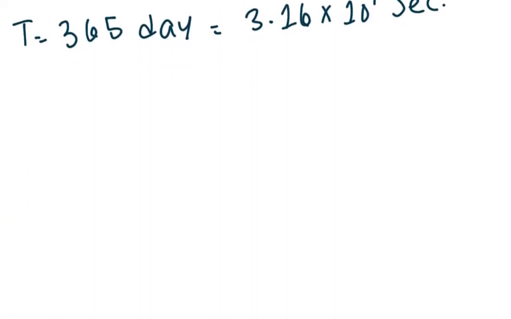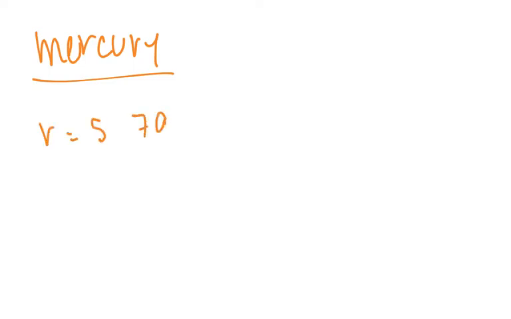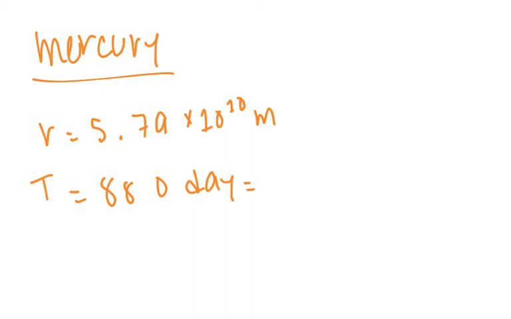Now for Mercury, we're going to do orange. Mercury. There's another page actually. Okay. The radius is 5.79 times 10 to the 10th power meters, and the time is 88.0 days, which equals 7.60 times 10 to the 6th power seconds. Okay.